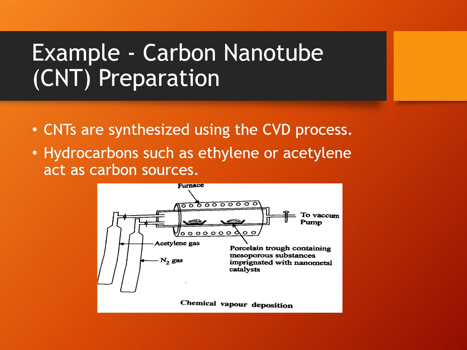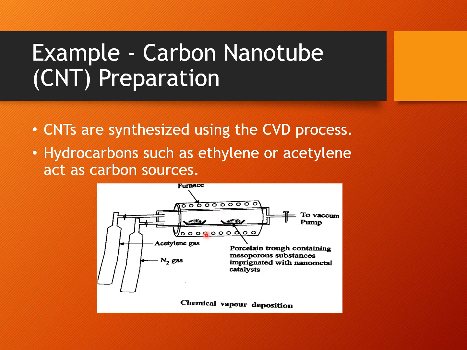CNT is synthesized using CVD process, chemical vapor deposition process. Hydrocarbons such as ethylene, acetylene act as a carbon source. Here you can see there are two cylinders, one which contains acetylene or ethylene. So this cylinder is the source for carbon. The other cylinder contains nitrogen gas to produce an inert atmosphere.